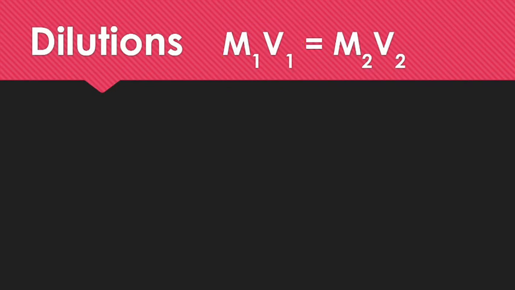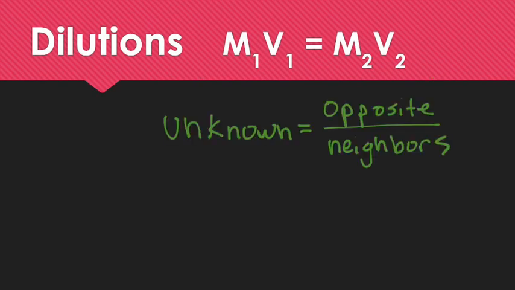And just like in that gas law unit that we did, an easy way to rearrange any equation where everything's just all in one big straight line is this idea that the unknown, whatever you're looking for, is going to be equal to whatever's on the opposite side of the equal sign, the whole side, divided by whatever's on the same side as what we're looking for: opposite over neighbors.